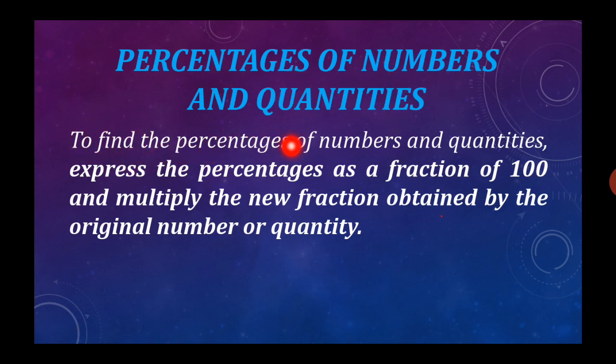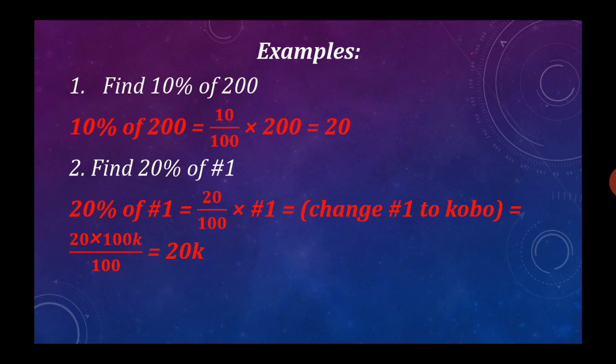To find the percentages of numbers and quantities, express the percentage as a fraction of 100. That means divide that percentage over 100 and multiply the new fraction obtained by the original number or quantity. Let's go to examples, so that is where you get it better. The example here says find 10% of 200.